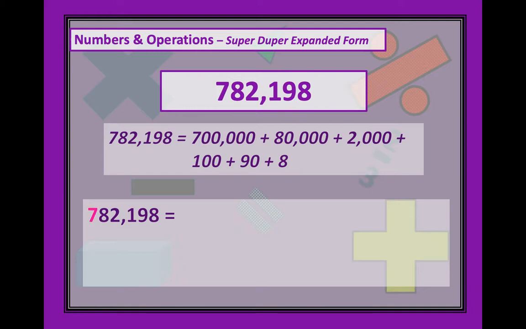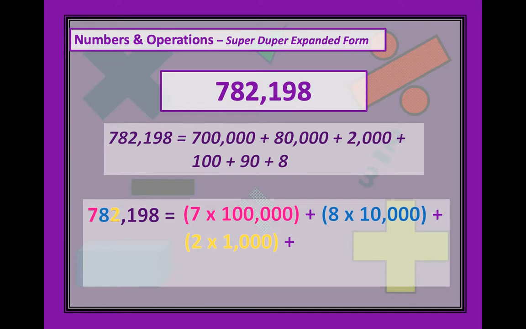So the 7 is in the hundred thousands place. The value is found by multiplying 7 by 100,000. The 8 is in the ten thousands place. We find its value by multiplying 8 times 10,000. Add that to the value of the 2. We find it by doing 2 times 1,000. Add it to the value of the 1.